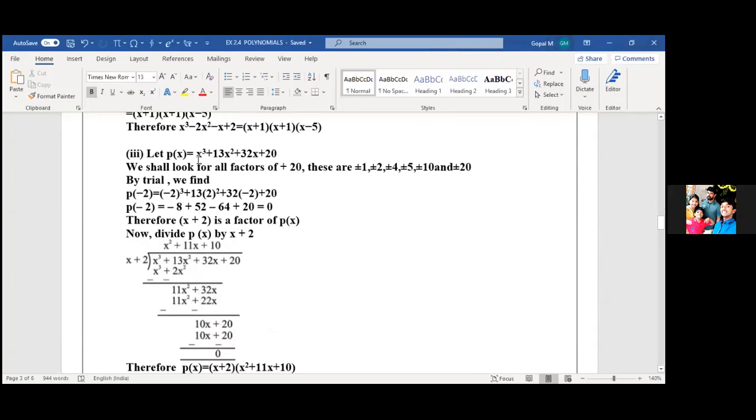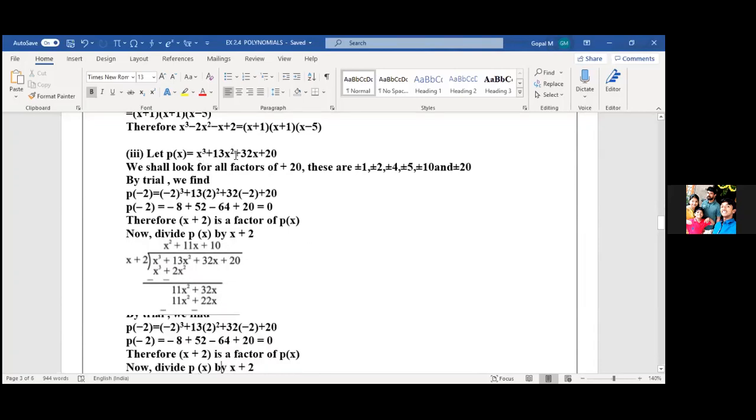Next question. So polynomial x cube plus 13x square plus 32x plus 20. So here, first, what is the first step? Ma'am, first we need to find out the factors of 20, ma'am. So what are the factors of 20? 1, 2, 4, 5, 10 and 20, ma'am. So take plus or minus 1 because here all the terms are positive.